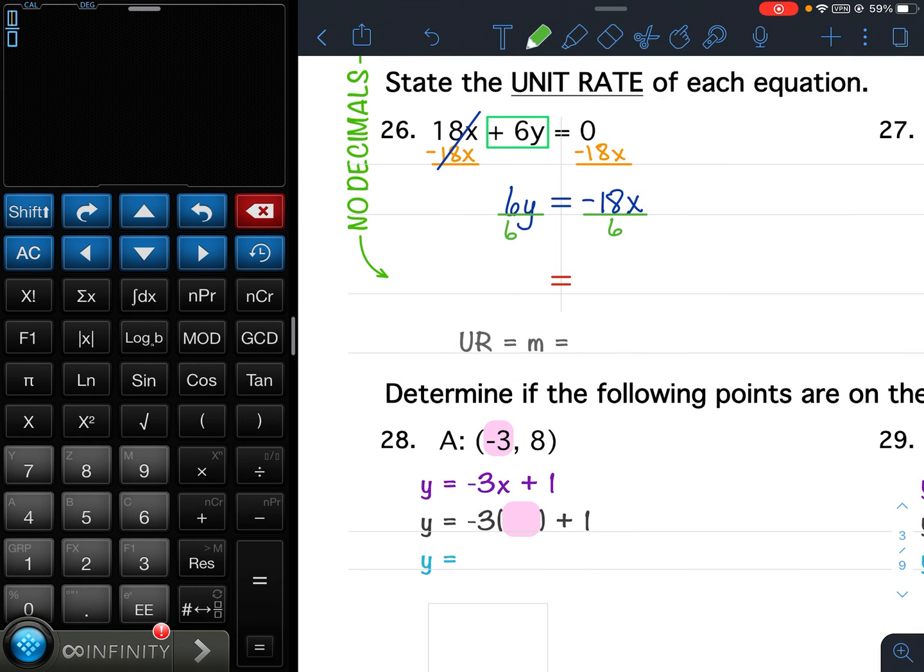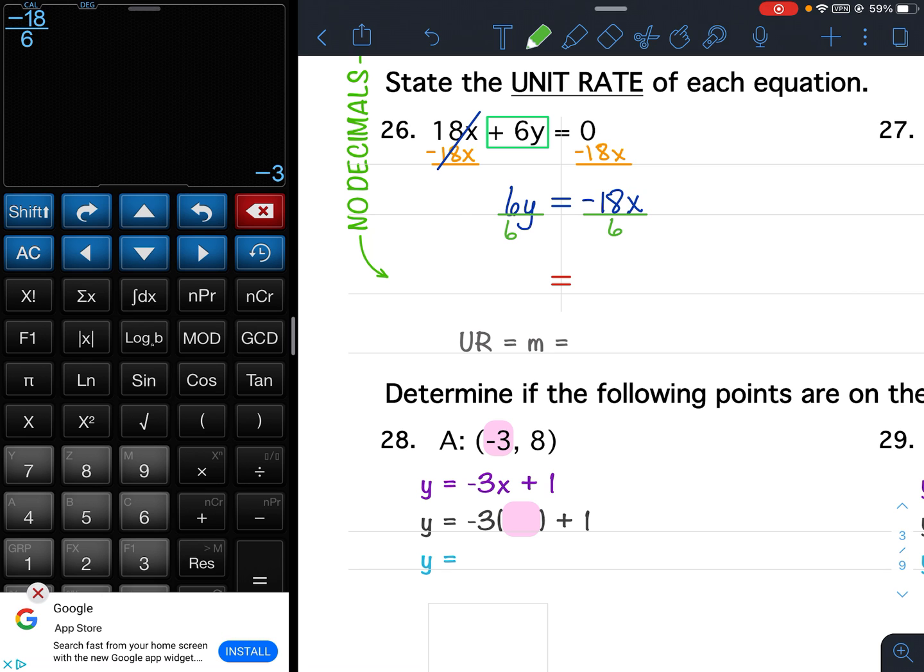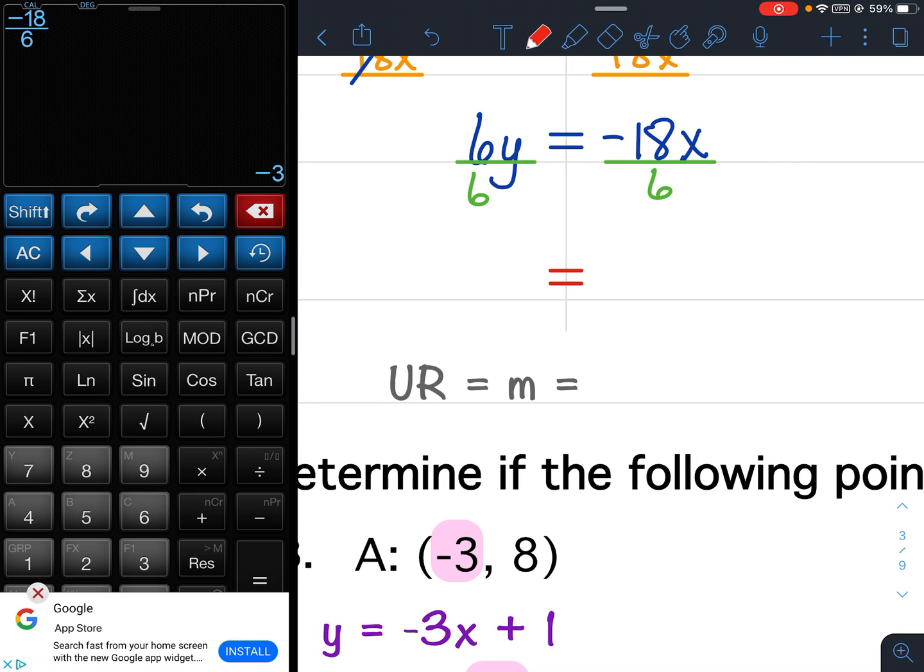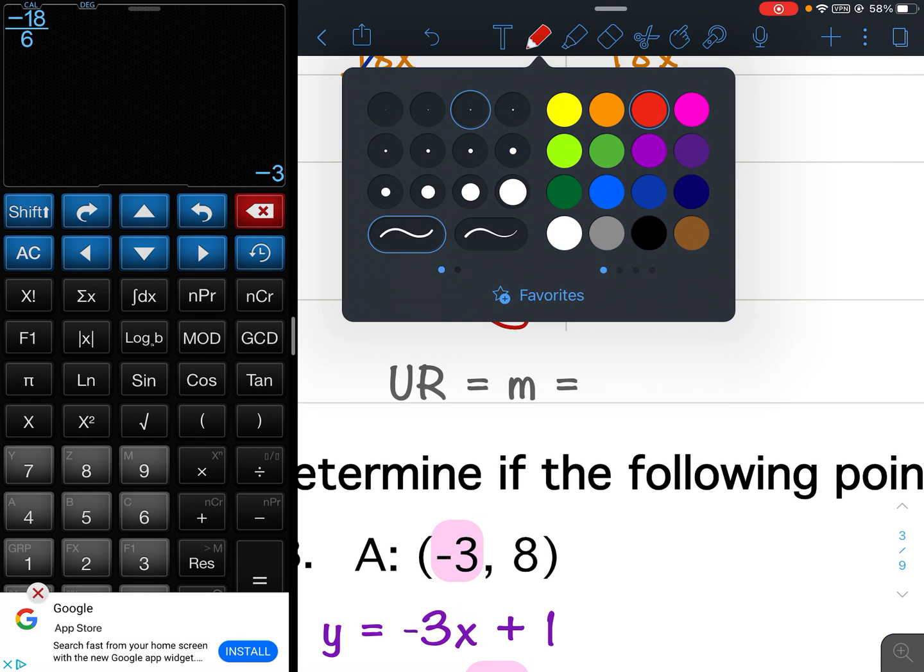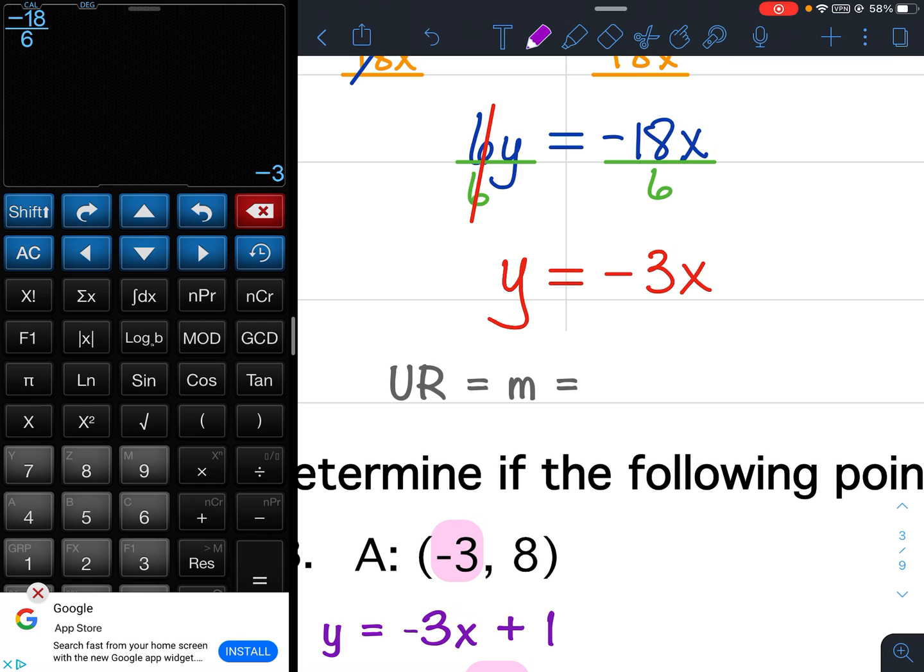Fraction button first, negative 18 over 6. See, this one comes out evenly, so I don't have to worry about changing it to a fraction. So this would be y equals negative 3x. Now, your slope is the coefficient of x. It's the number in front of x. So my final answer to this problem will be the unit rate equals the slope, which equals negative 3.